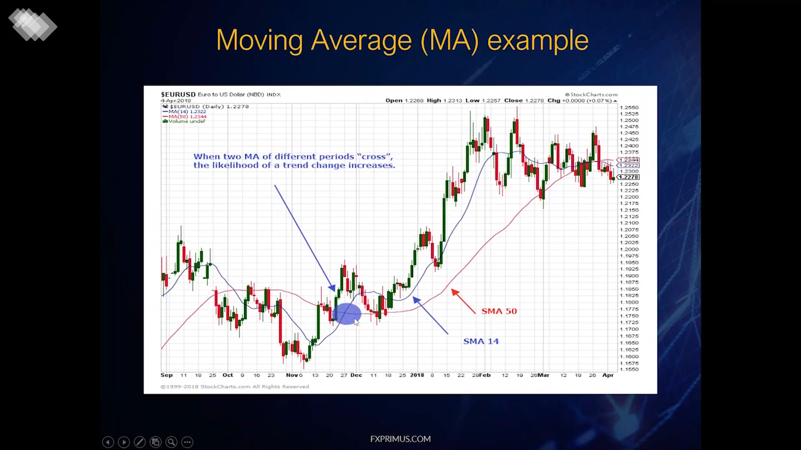Now, when the two moving averages cross, okay, the likelihood of a trend change increases. Okay, over here we see the cross of the SMA 14 and the SMA 50. Okay, we see the price going higher. Okay, we see a small reduction of price, which is called a correction, and then we see the trend change.